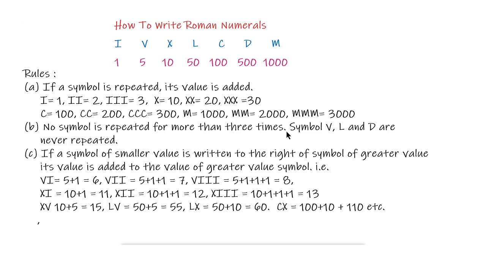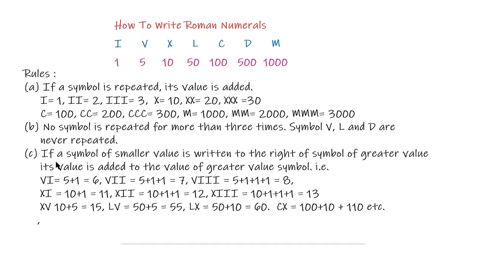Rule B, no symbol is repeated for more than 3 times. That is, you cannot write I for 4 times for 4. You cannot write X for 4 times for 40. You cannot write C for 4 times for making 400. Further, symbol V, L and D are never repeated. The symbol V, which is equivalent to 5, or L, which is equivalent to 50, or D, which is equivalent to 500, are never repeated. They are only used once.